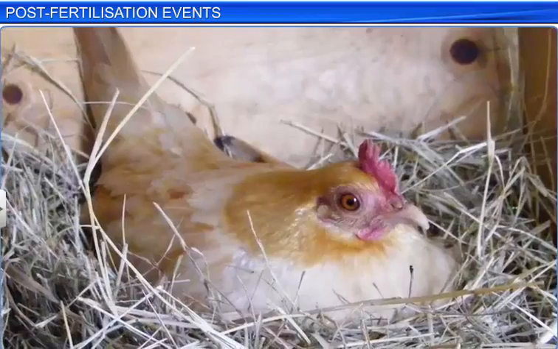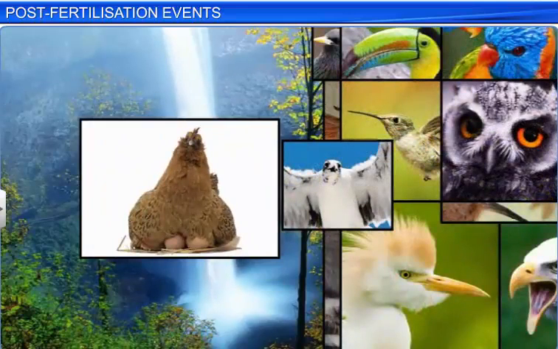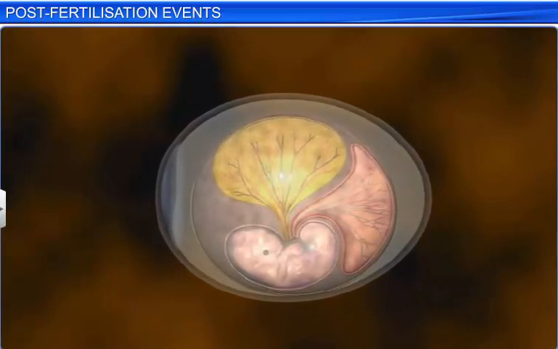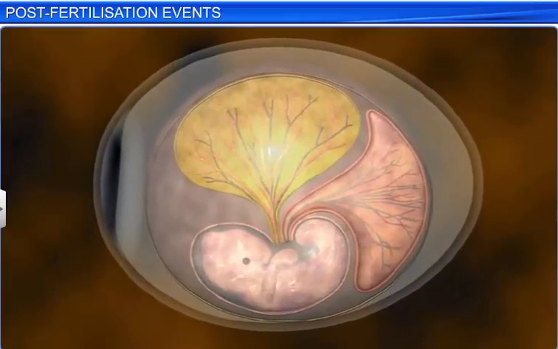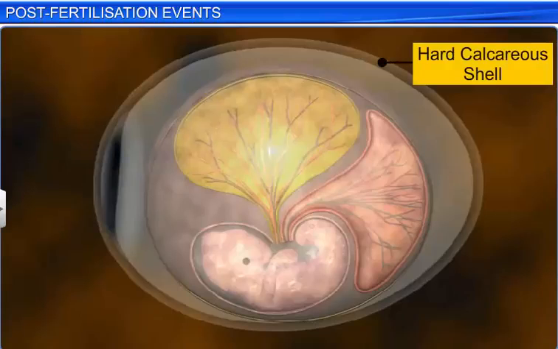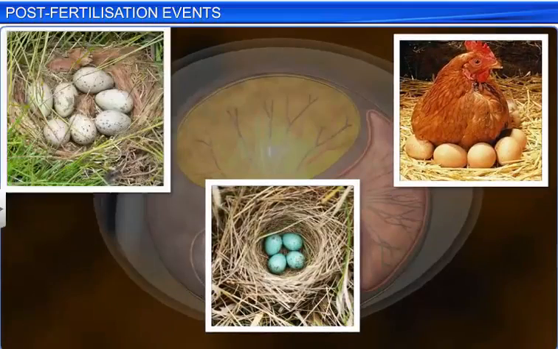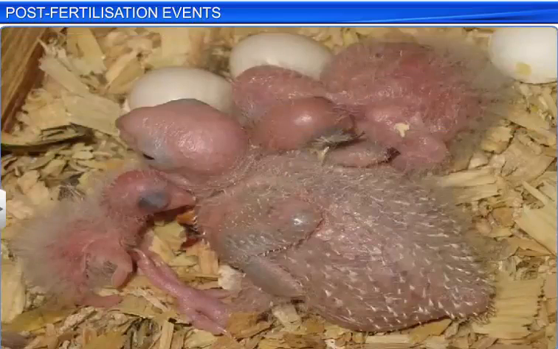In oviparous or egg-laying animals such as reptiles and birds, the process of embryogenesis takes place outside the body of the female, that is, in eggs laid by these animals. The eggs, covered by a hard calcareous shell, are usually laid in a sheltered place such as pens and treetops to keep them safe from the prying eyes of predators. Once the incubation period is over, the young ones hatch from these eggs.